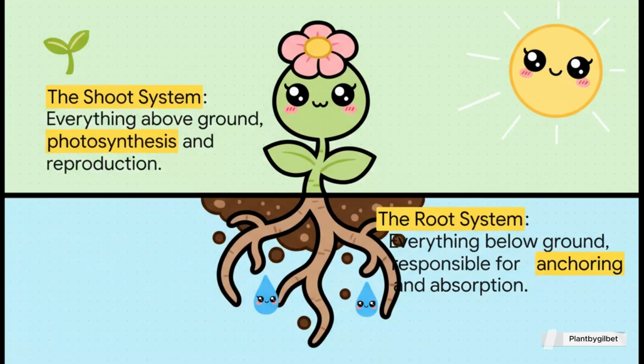So pretty much every vascular plant is split right in two. Above the ground, you've got the shoot system. That's all the stuff we see, the stems, the leaves, the flowers, and it's super busy capturing sunlight and making energy through photosynthesis. But then below ground, you have the root system. This is the hidden anchor, the part that's pulling in all the water and nutrients needed to fuel all that growth up top. They're two totally different worlds, but they work in perfect sync.